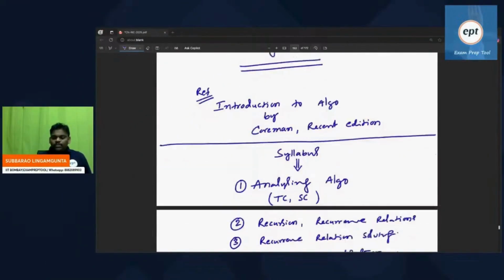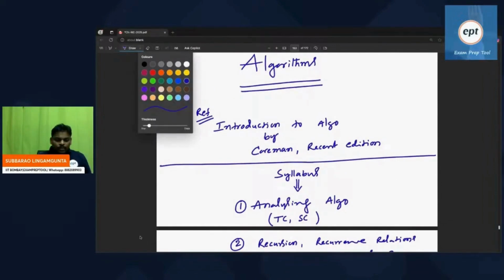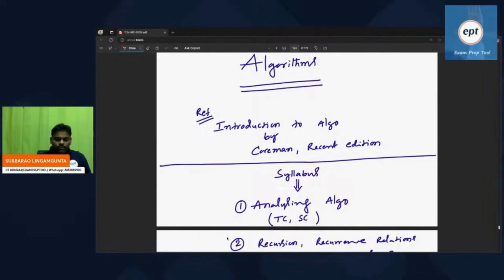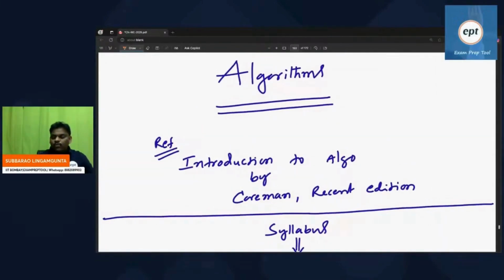My sincere request to everyone, make your own notes. Don't ask, sir, can you give the notes and all? Don't ask. And today's date I am writing. I am writing today's date also.